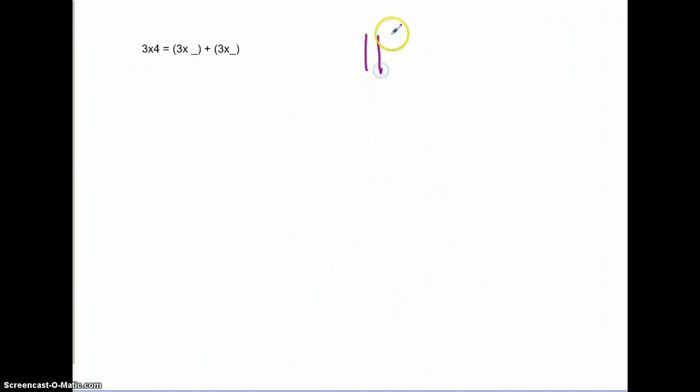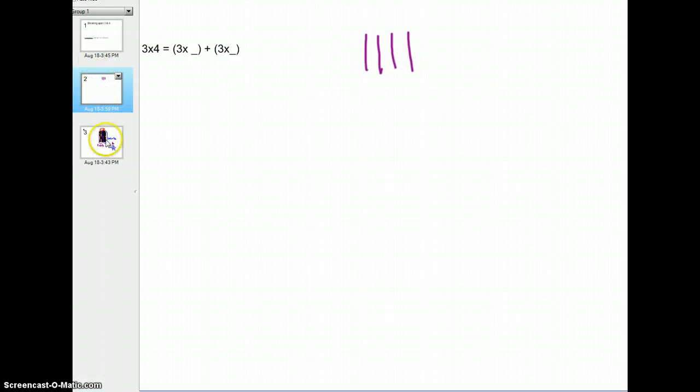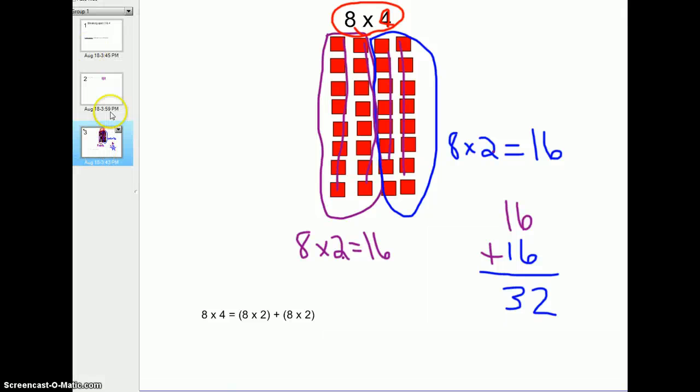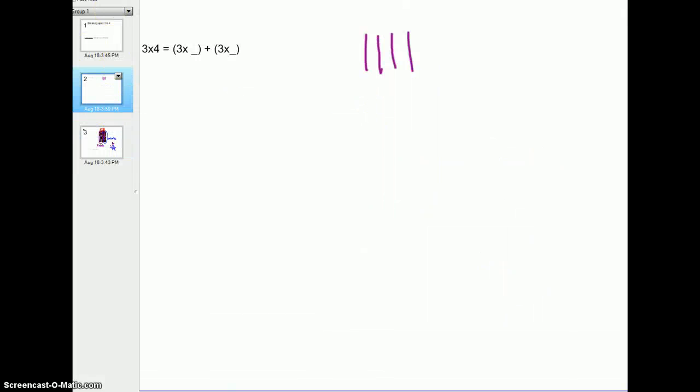Now think about this as having 1, 2, 3, 4 rows. Think about that as having 4 rows just like I did over here. Remember I had 1, 2, 3, 4 rows? I broke that apart into 2 rows. So the 4 was broken into a 2 and a 2. So I want you to think about that the same way as you do over here.